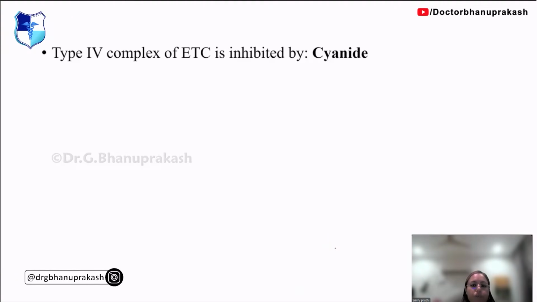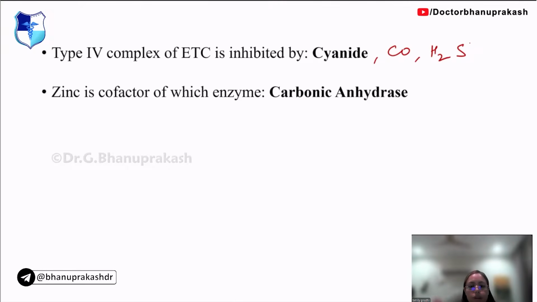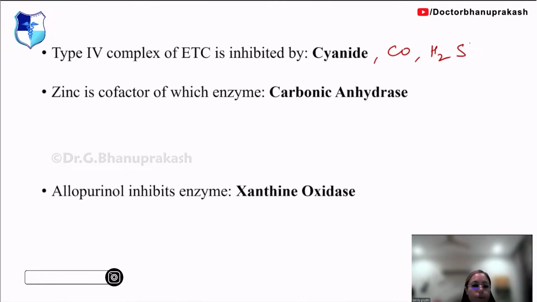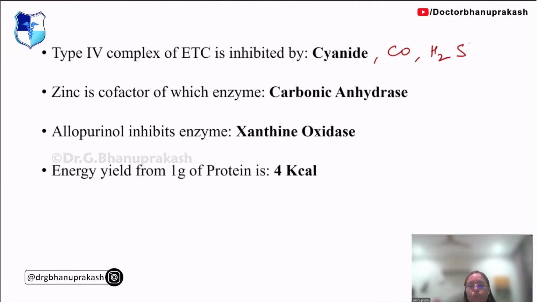Type 4 complex of ETC is inhibited by cyanide. Other inhibitors of complex 4 are cyanide, carbon monoxide, hydrogen sulfide, right? Zinc is a cofactor for carbonic anhydrase. Then allopurinol inhibits enzyme xanthine oxidase. It is a suicide inhibitor here. Okay. Then energy you will yield from 1 gram of protein is 4 kilocalories.